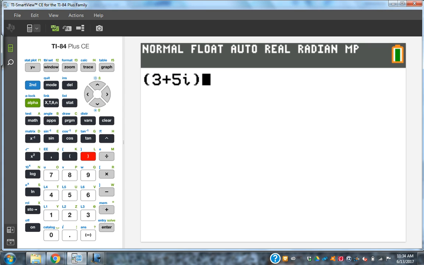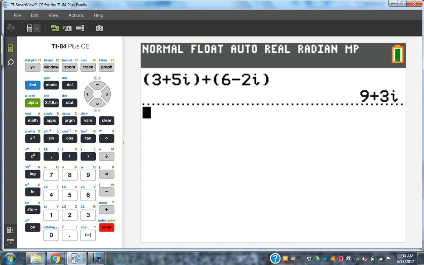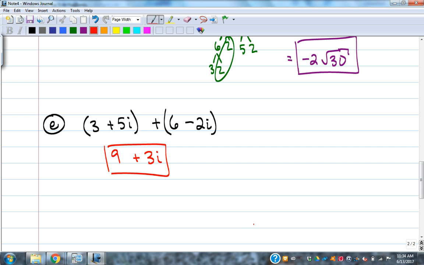And I'm closing those parentheses, plus, and then I'm going to do 6 minus 2i. 6 minus 2, second decimal point. And there I get 9 plus 3i, just like I did without. It's easy to do without the calculator, but you can check yourself there. I usually don't do addition and subtraction in the calculator unless I'm just really unsure of myself and I'm really tired and I don't feel like doing it. But multiplication I do usually do in the calculator.